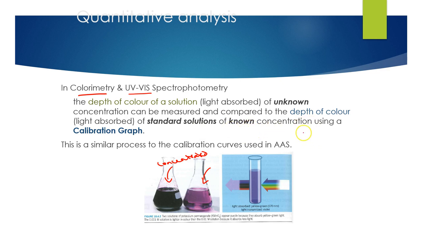And as with AAS, we will create a calibration curve, which means we will do samples of known concentration, of increasing concentration, measure the absorbance for each of these, plot these on a linear graph, and then that will give us our calibration curve.